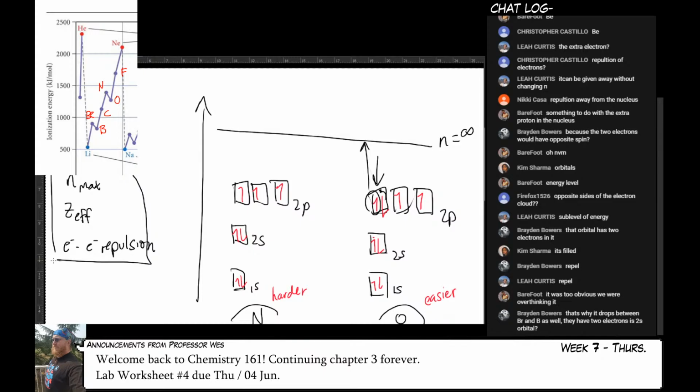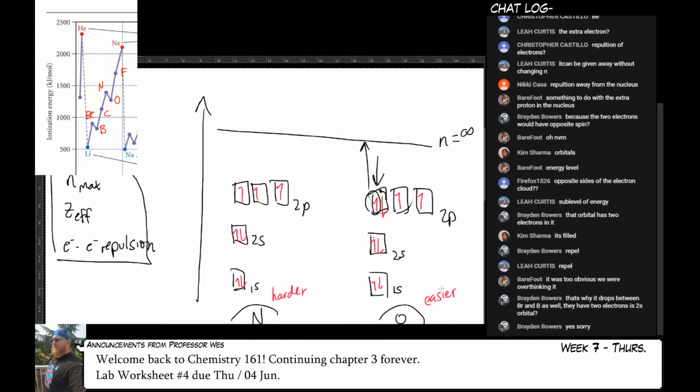That's why it drops between Br and... I'm going to assume that you meant Be for beryllium. But for lithium to beryllium, there isn't an opportunity to do electron-electron repulsion. Mostly because the 2s orbital is just not that small. So remember that a 2s orbital is like a sphere, but a p orbital is something like that.